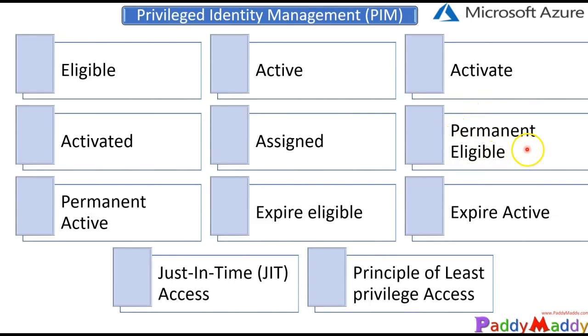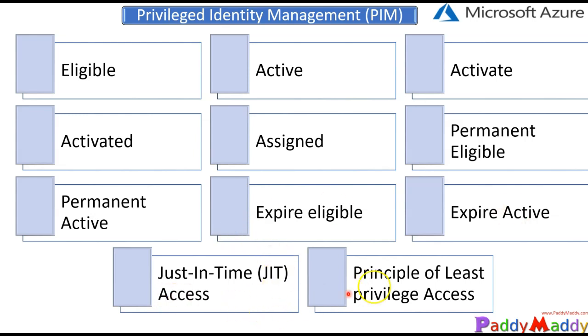That's called permanent eligible. Now when we look at permanent active, it means you're always a member. Whereas expire eligible and expire active are just the opposite side. Expire eligible means I have a time window within which I can activate that role. At the end of that window I can no longer do anything. Whereas expire active means I can use the role within a given period of time.